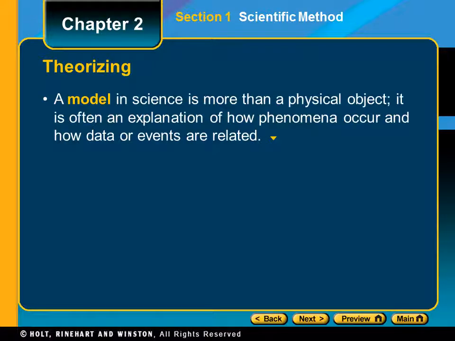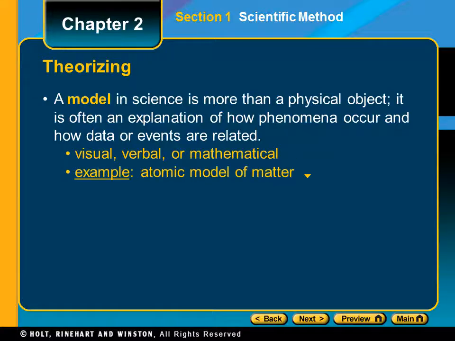And moving on to theorizing, once you've collected data as you've run your experiment, we create what we call models. Models in science are not just physical objects, but models are explanations, or they're diagrams, they're ways of understanding phenomenon or the relationship between data and events. Models can be visual, they can be verbal, they can be diagrammatic, they can be mathematical. Okay, an atomic model of matter, what I referred to in the first chapter as the particle theory of matter, it's just that, it's an explanation and understanding of matter based on the fact that it's made out of atoms.